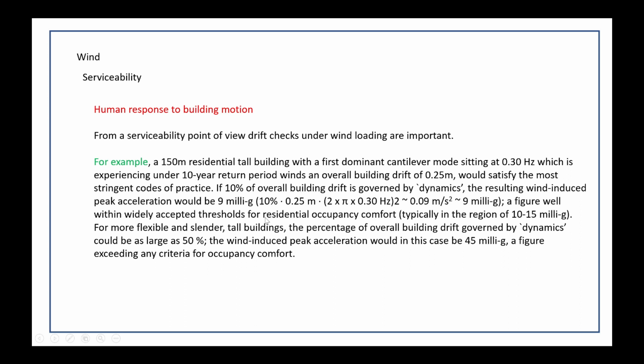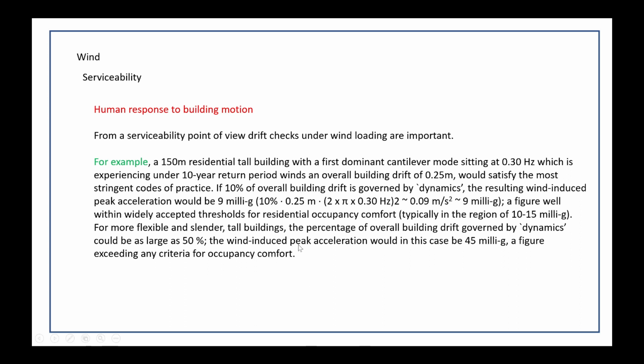The criteria for residential occupancy comfort range is 10 to 15 milli-g. So the value is lower than the allowable range. The allowable range is 10 to 15. When we design, the result is 9 milli-g. So you have to check whether your structure is in range or not, to make sure it's acceptable for humans living on the floor, with no uncomfortable feeling. We call this the sway, the dynamic effect of the structure.